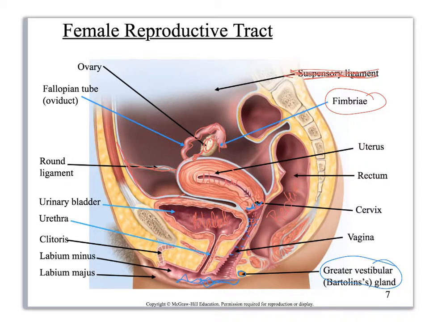The fimbriae wave, plus the lining of the fallopian tube is pseudostratified ciliated columnar epithelium. So it's got cilia. The waving of the cilia and the fimbriae create a current that will suck an egg that has fallen out of the ovary up into it. Okay? I think that's everything on this slide.